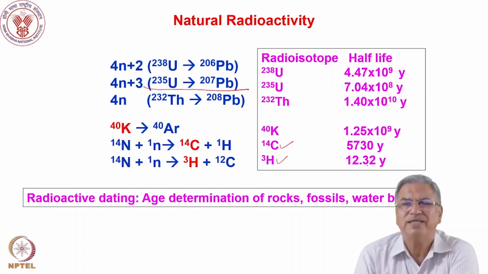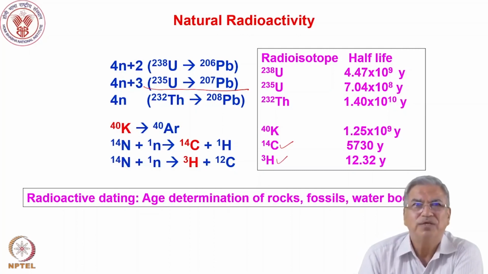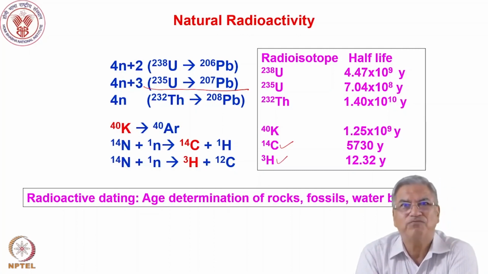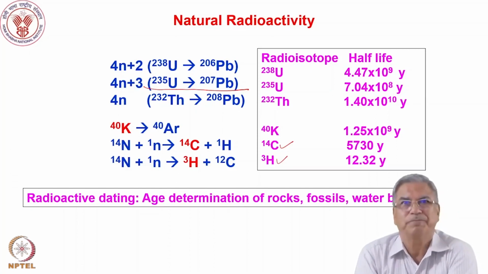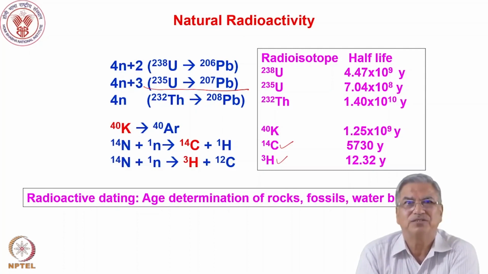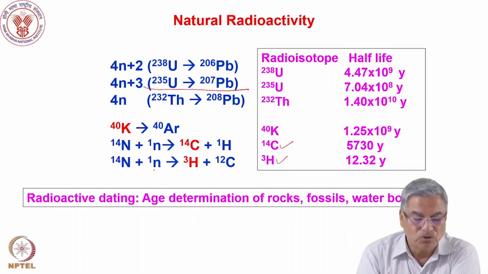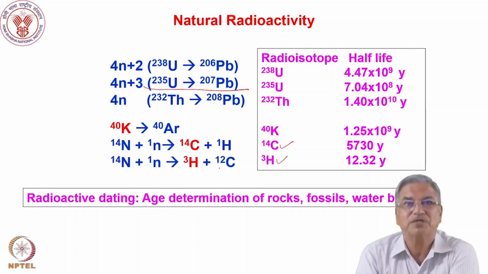So how is it that they are present in Earth even now? The reason is that they are being continuously formed in the atmosphere by interaction of cosmic neutrons with nitrogen. The atmosphere contains nitrogen, 78% is nitrogen, and the nuclear reaction of a neutron with nitrogen 14 gives you carbon 14 plus a proton, whereas neutron interaction with nitrogen 14 also gives you tritium plus carbon 12.